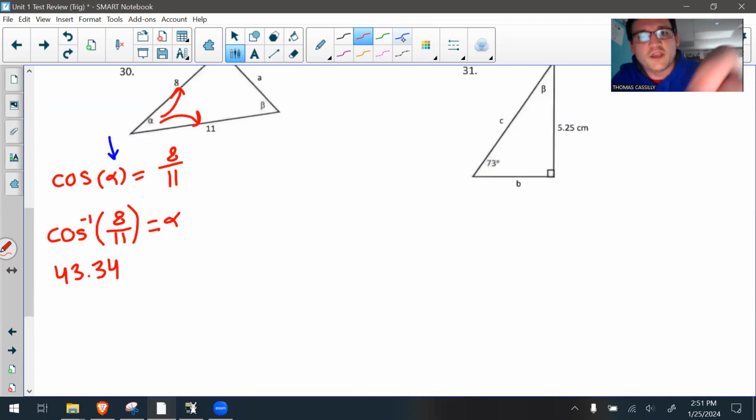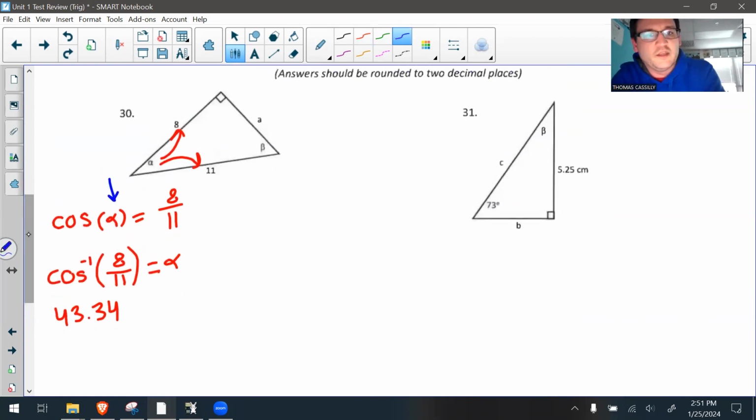Now, beta. Let's not overcomplicate solving for beta here. It's a triangle. Think back to what we know about triangles. We know in a triangle, all the angles add up to 180 degrees. The two non-right angles in this triangle are complementary. They have to add up to 90. So if we want to find beta and we already have alpha, just subtract alpha from 90. So 90 minus 43.34 will leave us with beta.